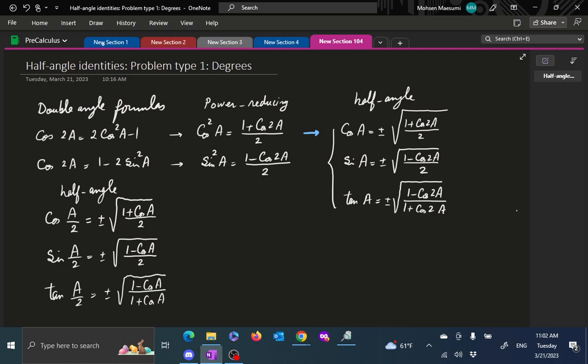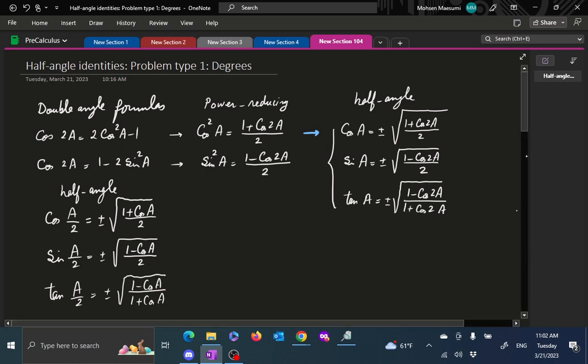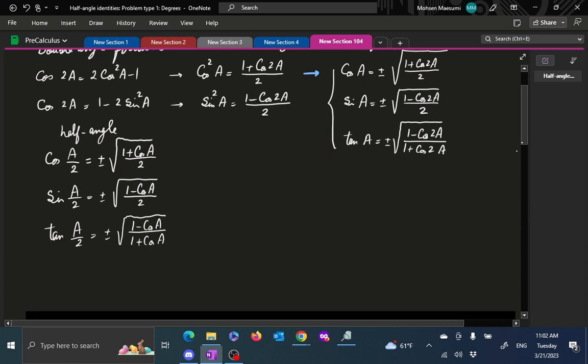And an interesting twist to the story of formulas here is that now tangent has 3 formulas associated with it. You remember when we were doing double angle, cosine had 3 formulas. Now when it comes to half angle, actually tangent turns out to have 3 formulas to itself. And to introduce them, let me just quickly go through that.